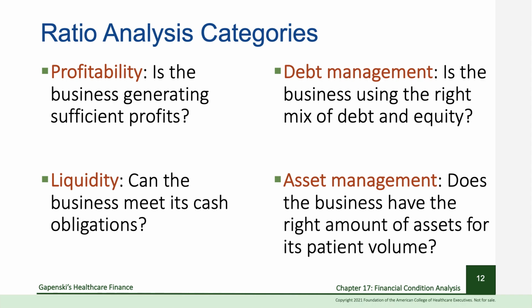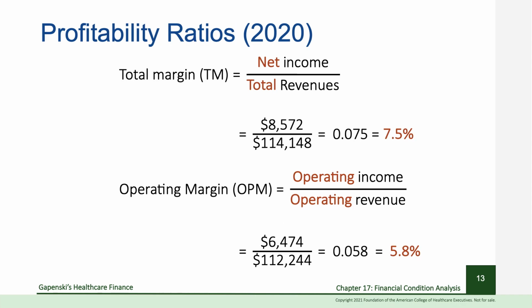Profitability is basically telling us if the business is generating sufficient profits, and liquidity tells us if the business can meet its cash obligations. Debt management tells us if the business is using the right mix of debt and equity, and asset management tells us that the business has the right amount of assets for its patient volume.